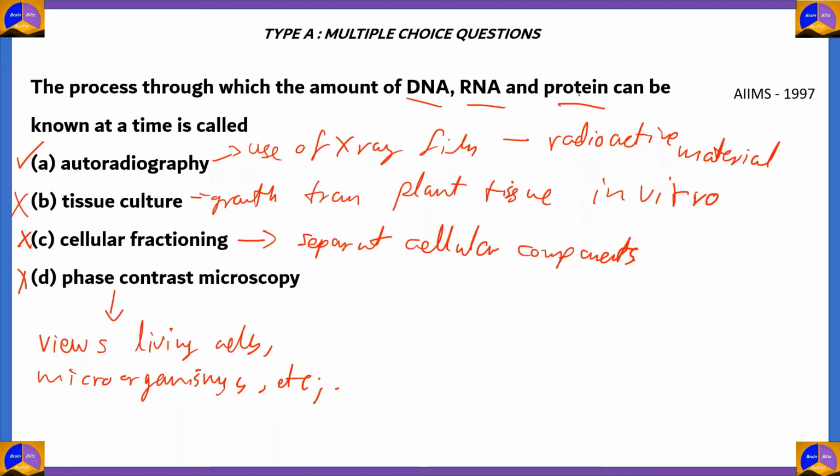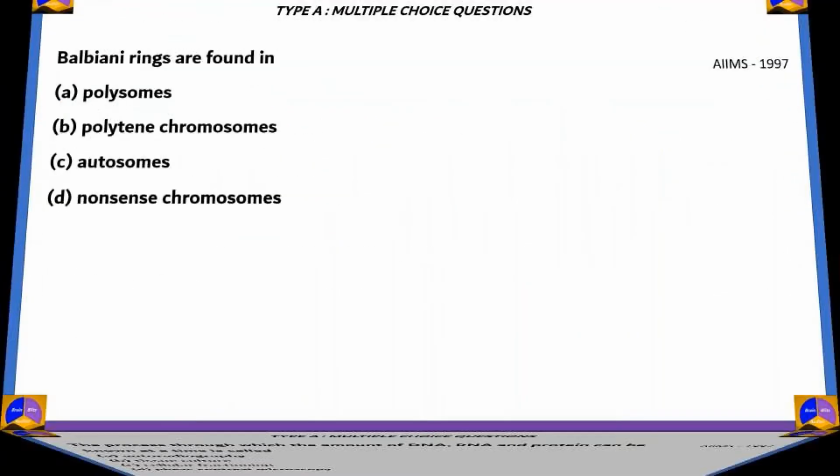So using the X-ray film, we can take out the radioactive material which contains DNA, RNA, protein, and we can make DNA, RNA, and protein radioactive by putting phosphorus in case of the nucleic acids and sulfur in case of protein and make them radioactive. We put the radioactive isotopes of phosphorus and sulfur. And that's how we use autoradiography to gauge the amount of DNA, RNA, and protein at a time. Option A is the right option.